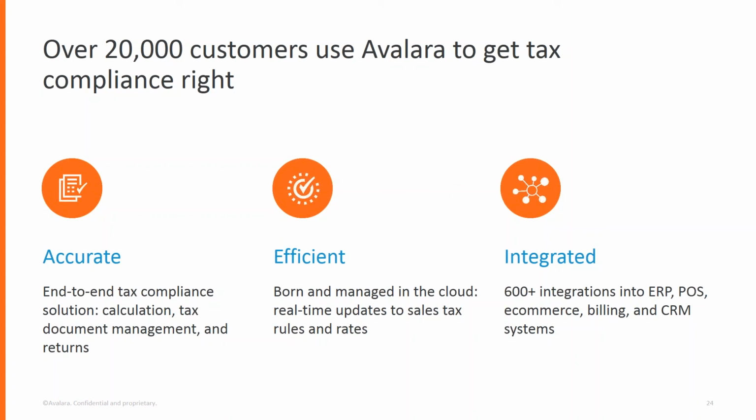We integrate to over 600 products. So as I mentioned, not only the ERP like Dynamics NAV, but as you grow and expand your business and maybe move into other specialties, if you add a retail online website, a store front, a POS system, or a CRM, we bolt on to over 600 different products.